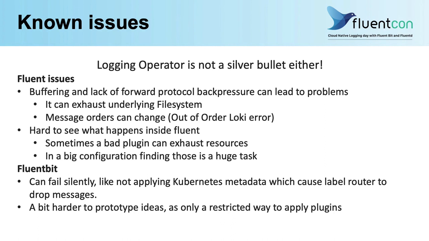Fluent Bit is a newer, more modern architecture, but it has its own issues as well. It can fail silently, for example when attaching Kubernetes metadata, which will cause the label router to drop messages, and it's a bit harder to prototype because it has only a restrictive way to apply plugins.